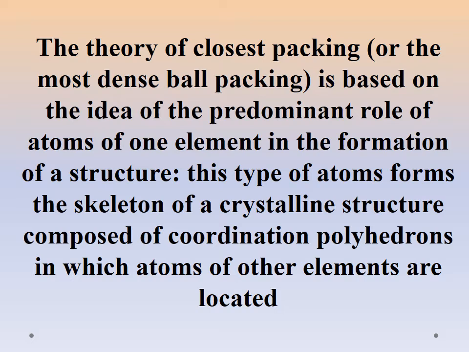Why must we talk about the theory of closest packing? In the early 20th century, a fairly large group of substances was discovered in which the value of the interatomic distance is determined only by the presence of one type of atoms and is totally independent of the presence of the same structure of atoms of other varieties. This contradiction was explained by the theory of dense spherical packing, or the theory of closest packing.